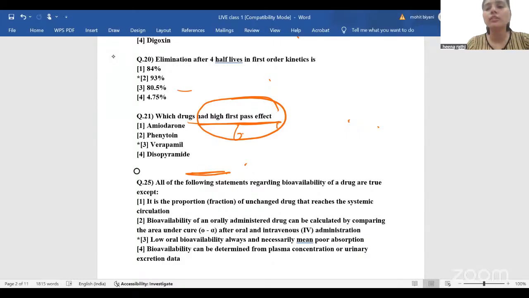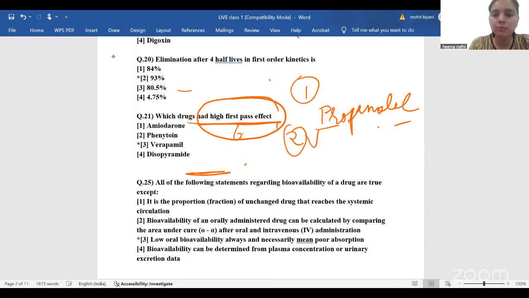So we were talking about the first pass effect. Before entering the systemic circulation, some drugs enter the liver and get metabolized, which is called the first pass effect. Some drugs show high first pass metabolism, like propranolol, a beta blocker. The second drug is verapamil, a calcium channel blocker which helps in hypertension. Anti-arrhythmic effects are also seen with verapamil, so it also shows first pass metabolism.